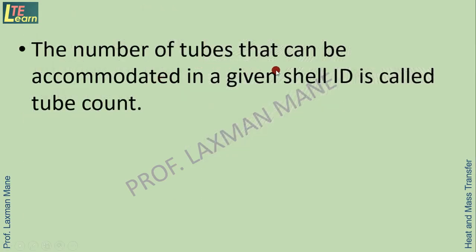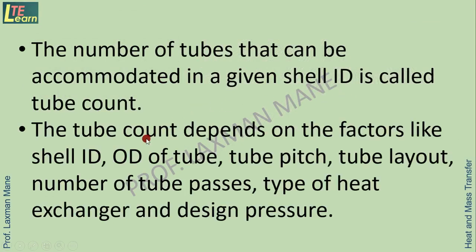The number of tubes that can be accommodated in a given shell ID is called tube count. The tube count depends on factors like shell ID, meaning internal diameter, OD, meaning outer diameter of tube, tube pitch, tube layout, number of tube passes, type of heat exchanger and design pressure.